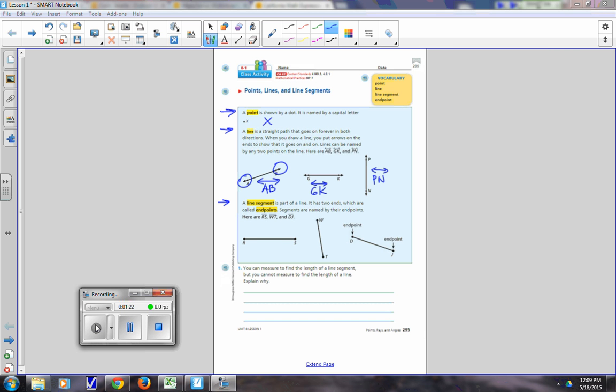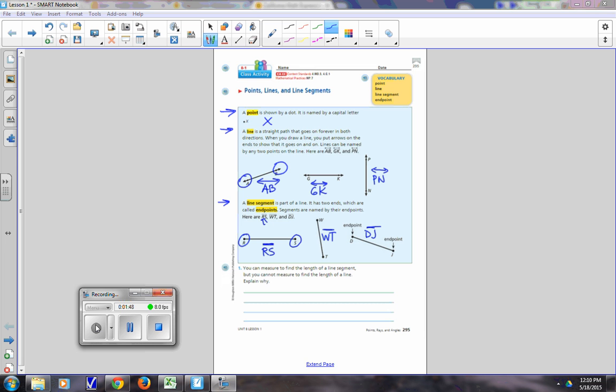It has 2 ends, which are called endpoints. Segments are named by their endpoints. So for here, it would be line segment RS. That's how you would read that. This would be line segment WT. Line segment DJ.